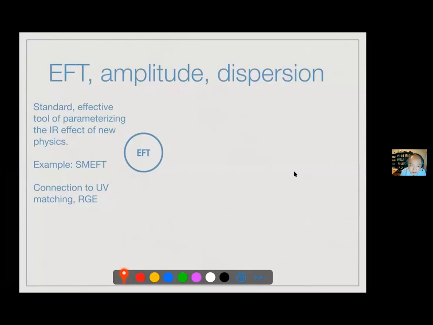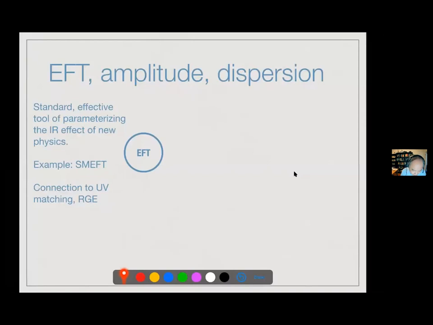I think Will told me that a requirement for this seminar is that in the first few slides you have to say what EFT you're using. So I'm using this EFT. I don't think I need to say too much more. I assume it's very familiar to most people here.